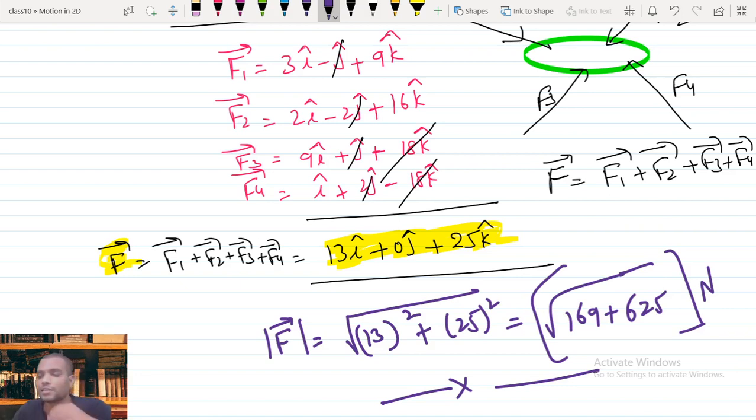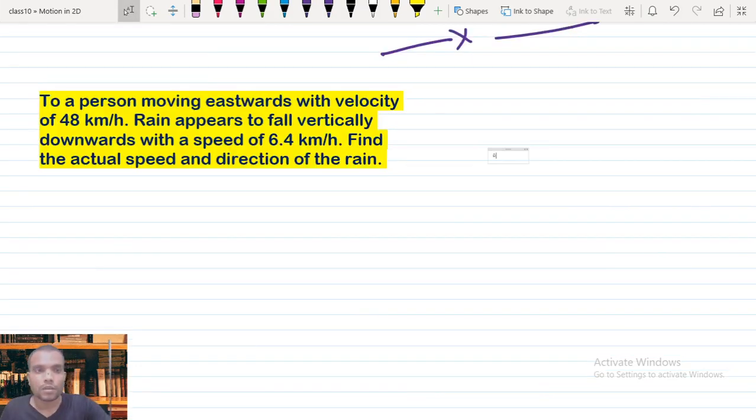Let's take one realistic problem. The problem says, to a person moving eastwards with a velocity of 48 km per hour, rain appears to fall vertically downwards with a speed of 6.4 km per hour. Find the actual speed and direction of the rain.